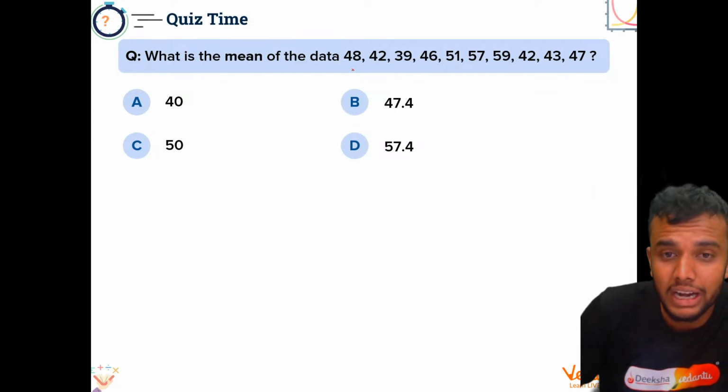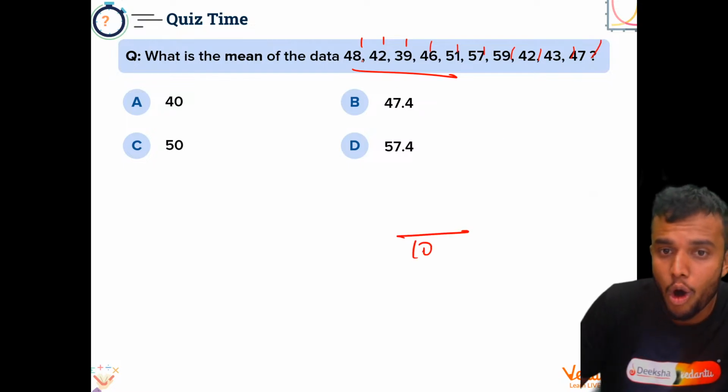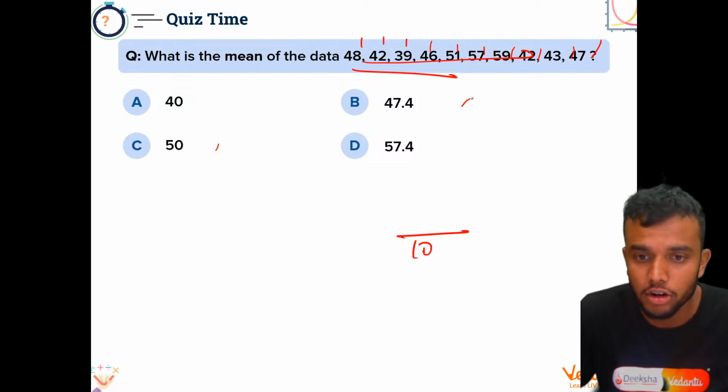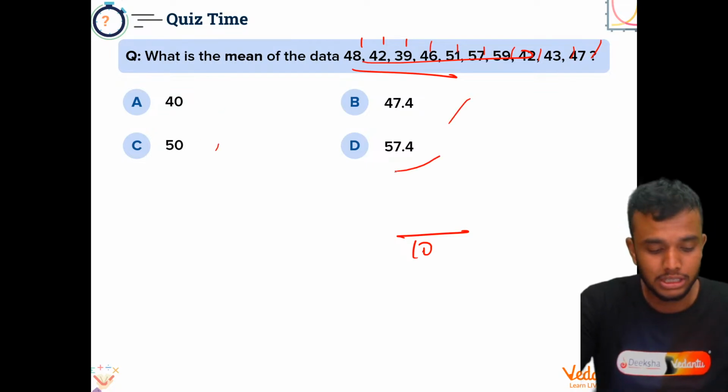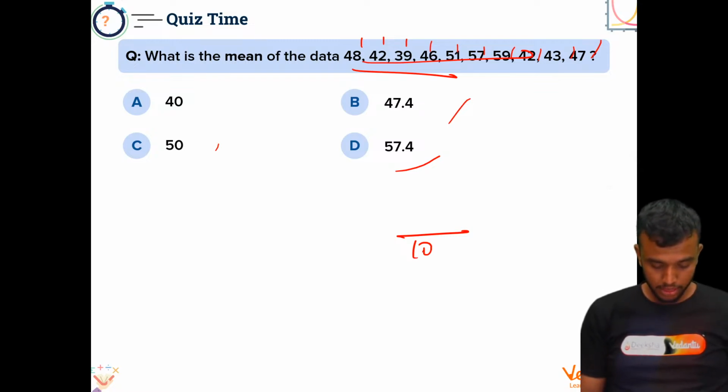What is the mean of the data? Here how many are there? 1, 2, 3, 4, 5, 6, 7, 8, 9, 10. Totally 10 are there. Add all these values and divide by 10. Then you get the answer. Here we have 40, 50, 47.4, 57.4. What is the correct answer? Let us know, students. Let us know, everybody.